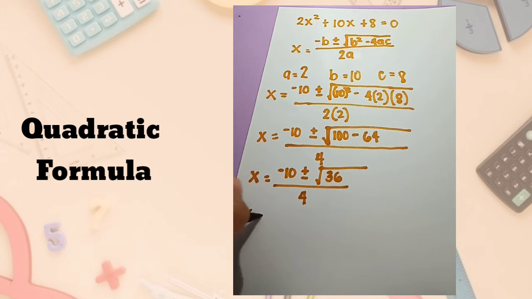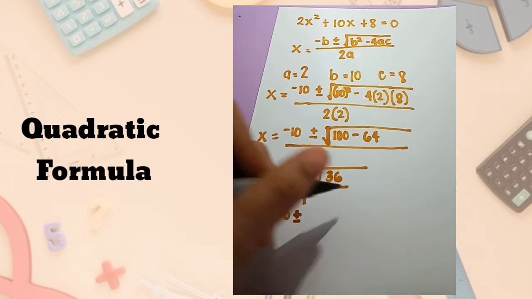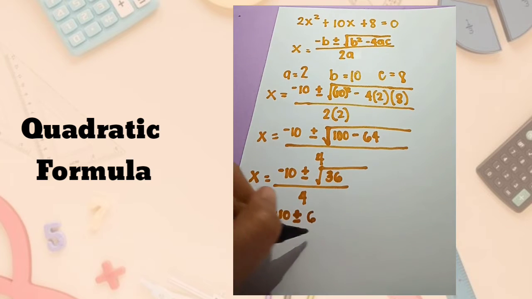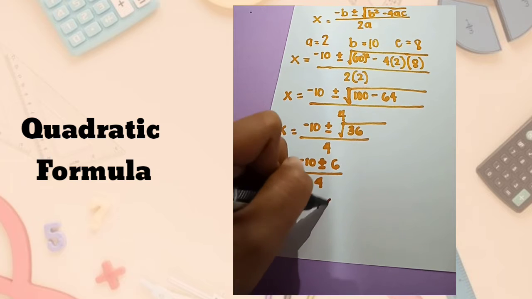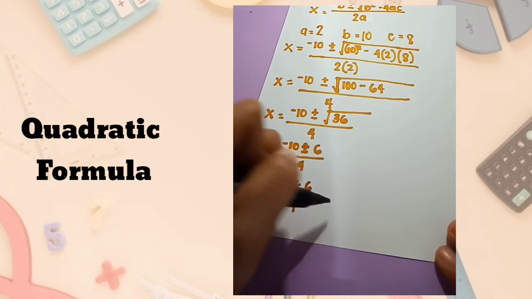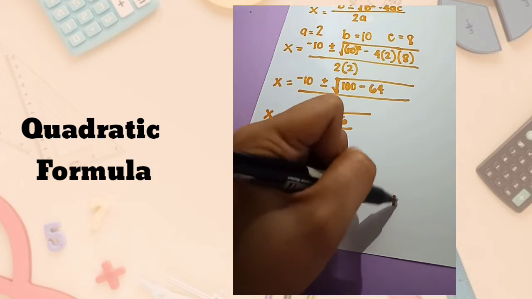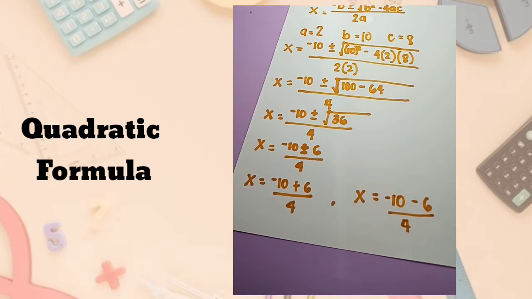Next, x is equal to negative 10 plus minus, what is the square root of 36? So, ito ay 6 divided by 4. So, x is equal to negative 10 plus 6 all over 4 at x is equal to negative 10 minus 6 all over 4.